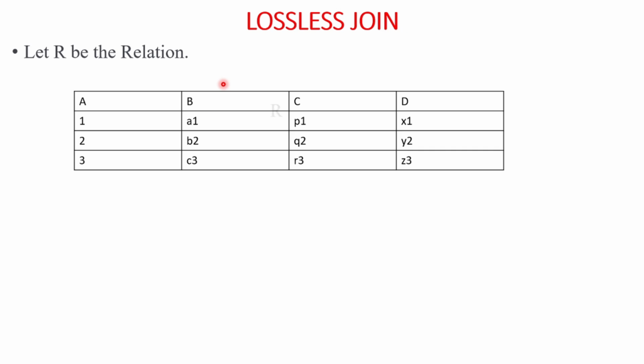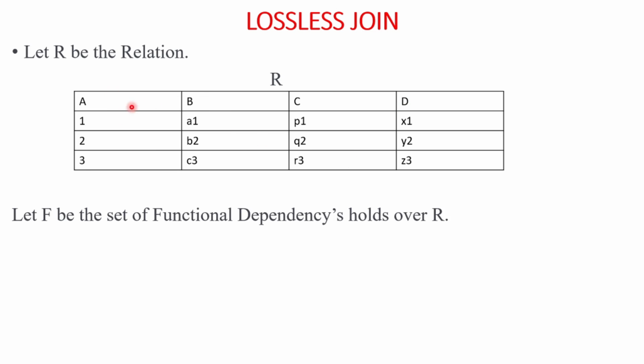So let R be the relation. This is the relation R which has four attributes A, B, C and D. Attributes are nothing but column names, and every attribute or column has its own values. Then let F be the set of functional dependencies that hold over R. Now this database table is designed by the database designer, so whoever has designed this table will also define the functional dependency set over this table R. This is the functional dependency set defined over this relation schema R. The first functional dependency is AB tends to CD, the second is C tends to A, and the third is B tends to D.